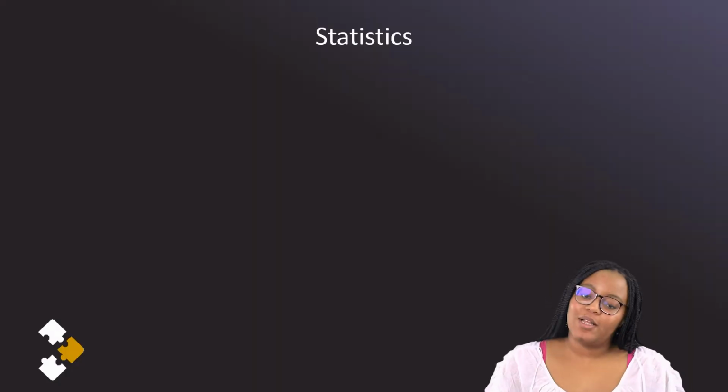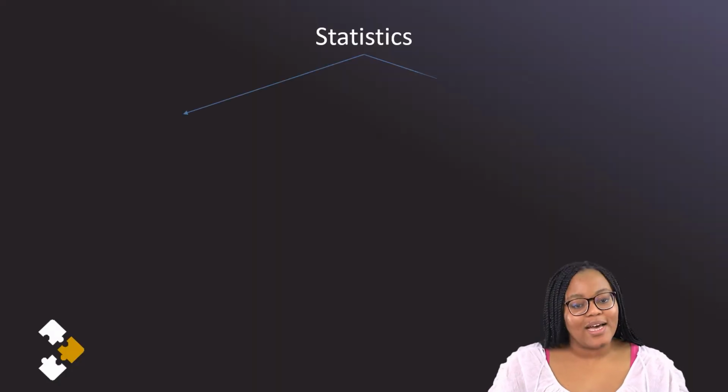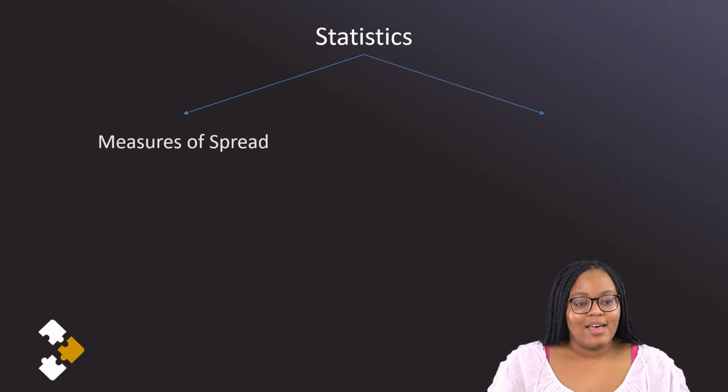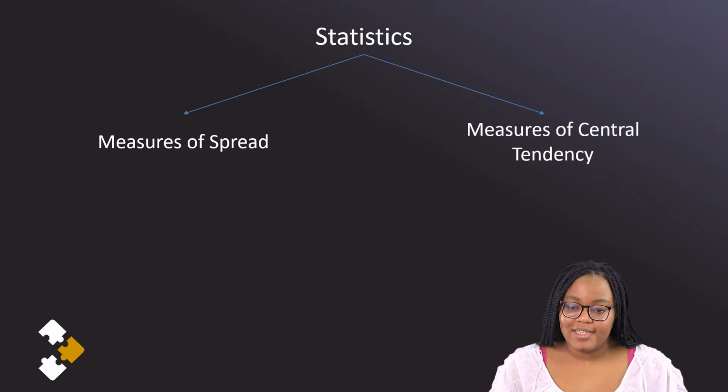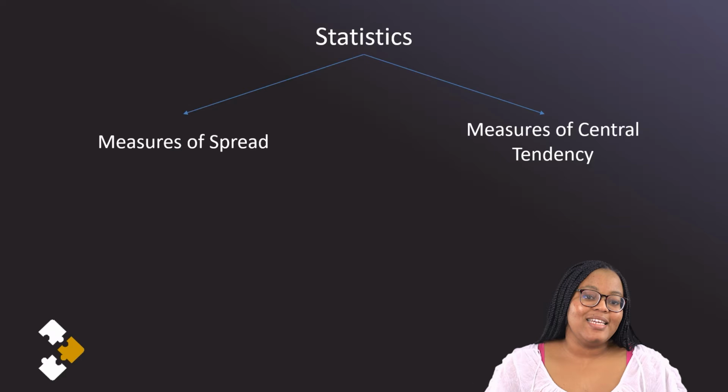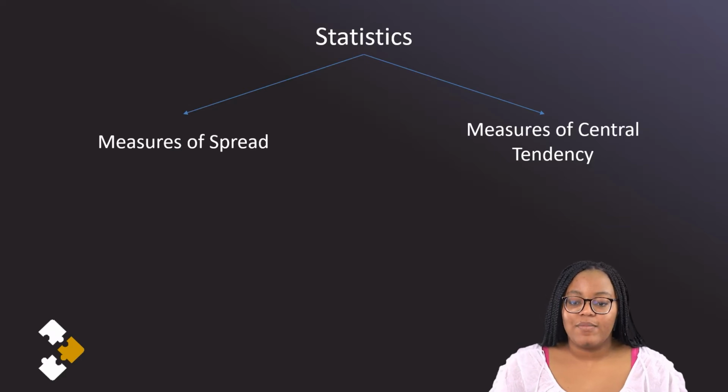And in this part of the workshop, we will be dealing with two aspects of statistics, that is our measures of spread and our measures of central tendency. Now, a measure of spread describes the variability between your data points. So for example, how much does each data point differ from the other on average?